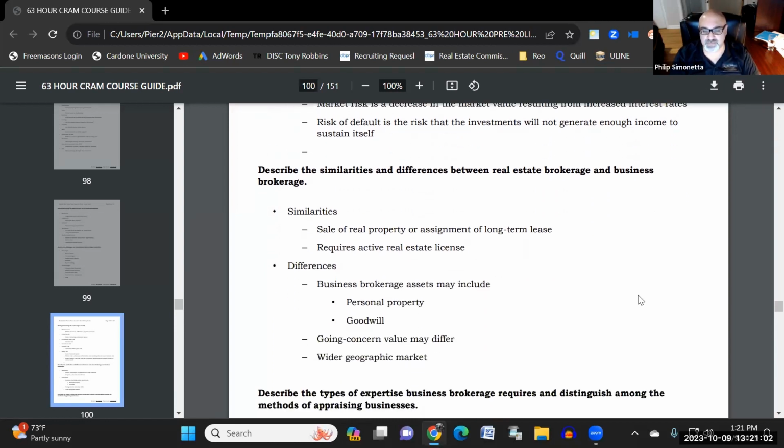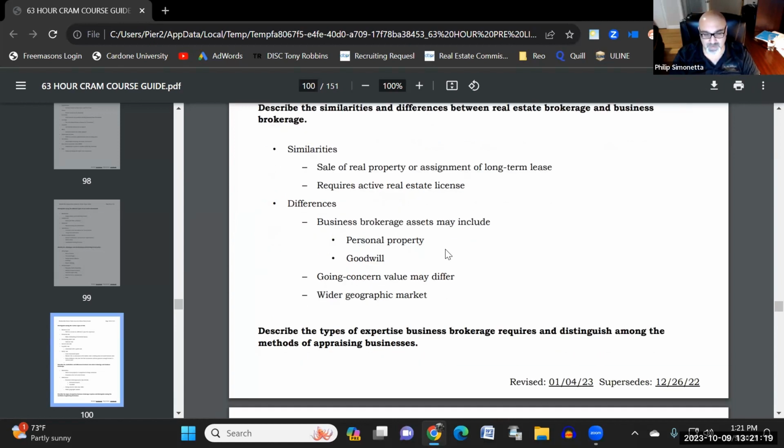Describe the similarities and differences between real estate brokerage and business brokerage. So some of the similarities are there's a sale of real property or an assignment of long lease in both. And they both require active real estate licenses, right? There's no different license, right? One license for everything. Differences. Business brokerage assets may include personal property and goodwill when residential doesn't. Going concern value may differ. And there's a wider geographic market. You're selling a business, there's a wider market to buy that than there is for residential, right?